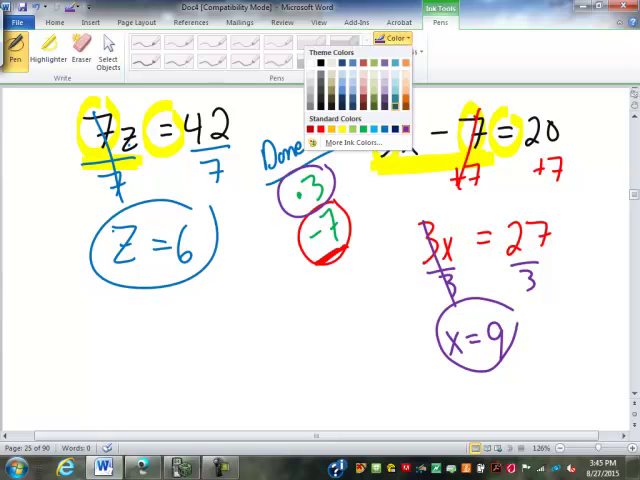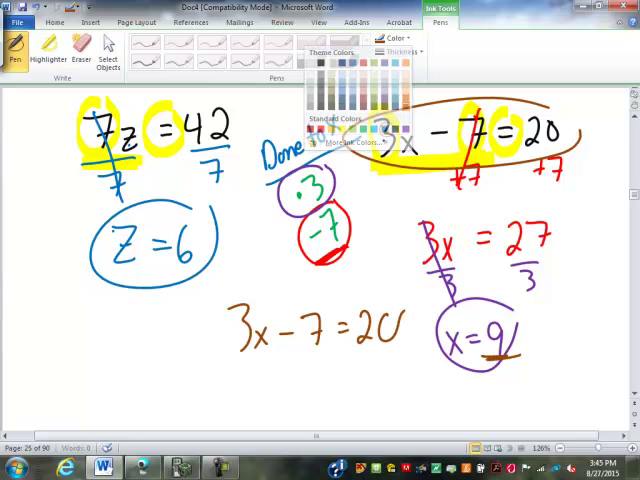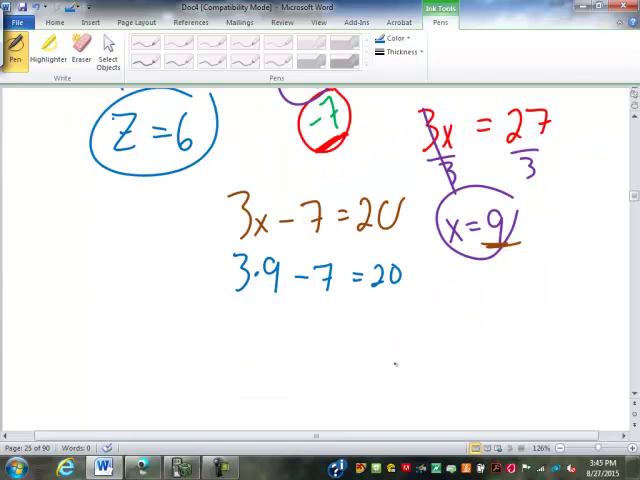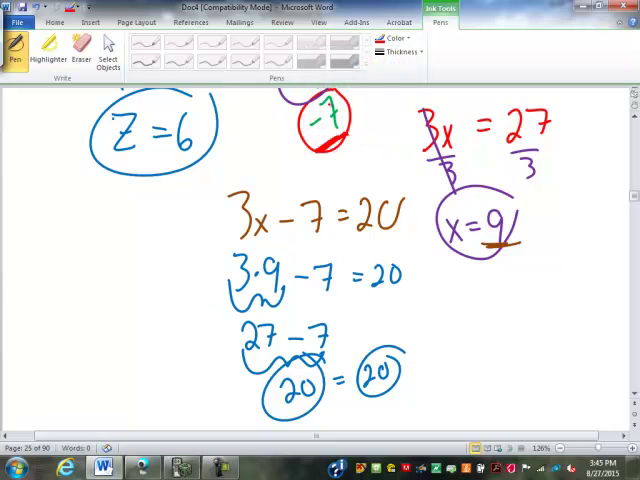And again, we can always go back to the original equation and double check. Let's put 9 in for x. So instead of 3x, this becomes 3 times 9 minus 7. Well, 3 times 9 is 27. Minus 7 is 20. We get the same value on both sides. So that equation is true. Any questions?